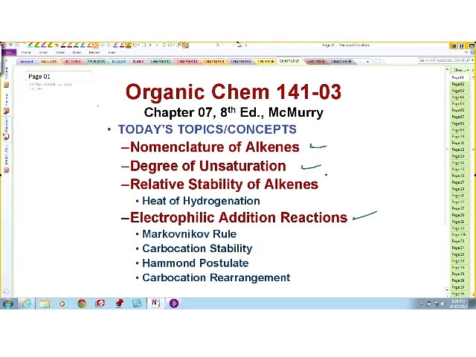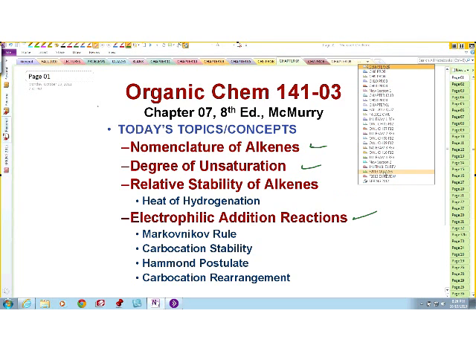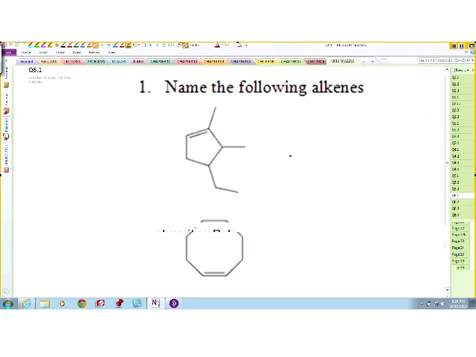But before we do that, let us go ahead and do the problem that you did in your quiz, those questions that you did in your quiz. Okay, Ronald, can you go ahead and read this for us? Name the following alkenes. Okay, very good, and thank you. So here we have to name the following alkenes. Let us start with this here. Let us call this compound A and compound B.